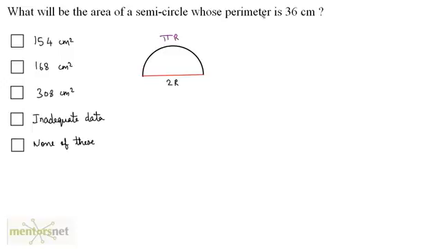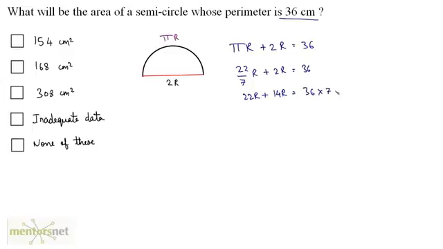Now we have been given the perimeter of this semicircle. So I can write pi r plus 2r is equal to 36. So 22 by 7 r plus 2r is equal to 36. Right. So 22r plus 14r is equal to 36 times 7, right? So 22 plus 14 is 36r is equal to 36 times 7. This 36 and this 36 cancel out. We have r is equal to 7 centimeters.